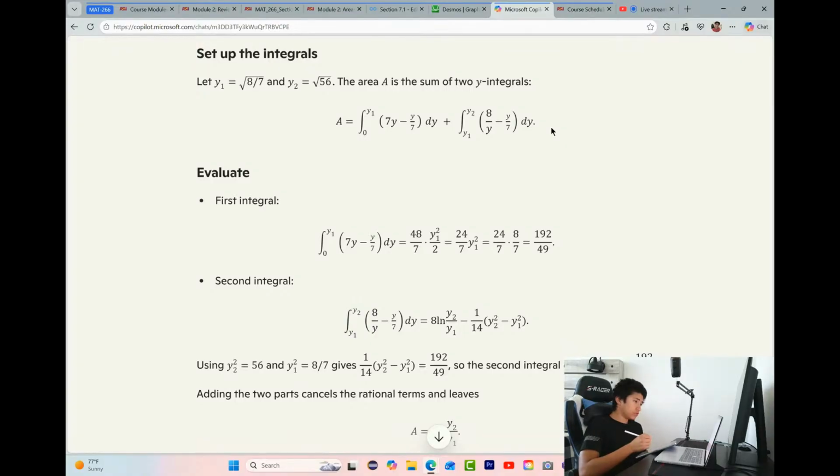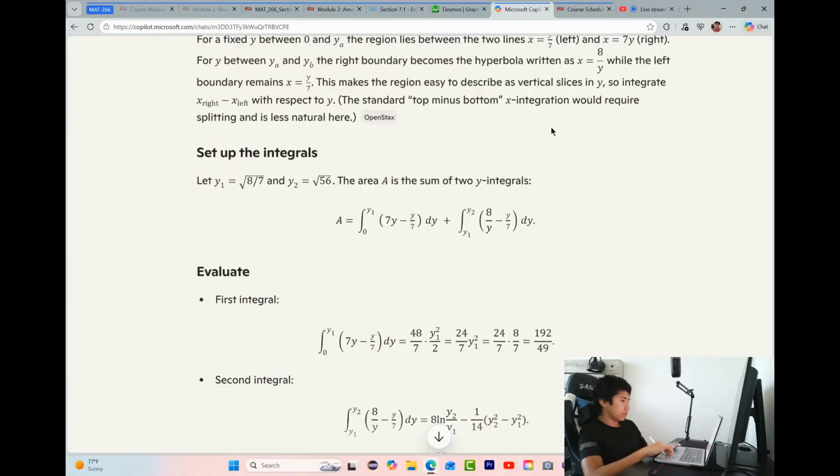Area equals, and since we're doing y values, yeah, simple. So classic up and down. So we're going to do from, okay, so it looks like from 0. Don't know why. Why not -1? Why not -2? Oh my gosh, where did we get 7y minus y over 7?